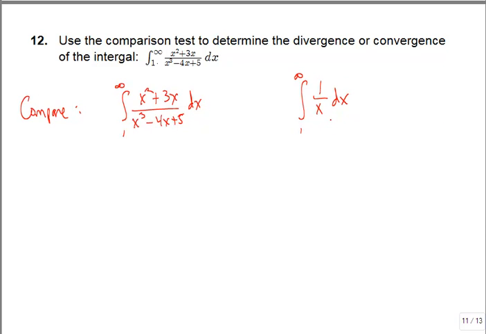So if we know that this one diverges, then ideally we would like this one to be bigger than it, because if the smaller one diverges, that would force the bigger one to diverge. So we're hoping that this relationship is that this integral here, or this function here, is greater than or equal to 1 over x. So to check that, since this isn't really that obvious, you can check it on a calculator.